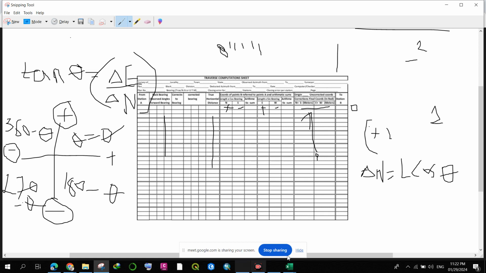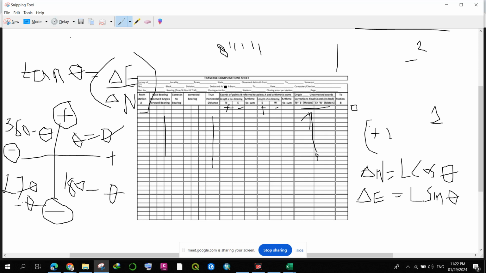Now, to calculate your partial easting, it's not something complicated. Once you understand the formula, you're good to go. That is L sin theta. For the L sin theta, you do the same thing you did for the northing, just that you use the trig identity to change between cos and sine. So for easting, you use sine instead of cos.